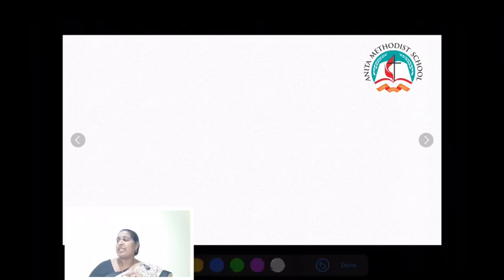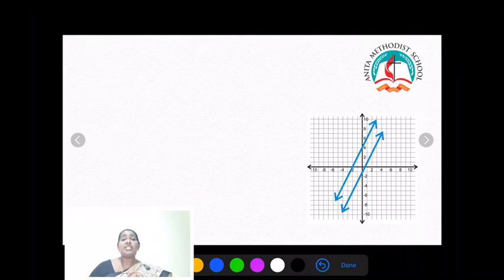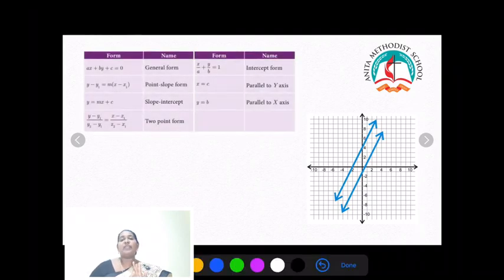So here the equation is given. We have to find out the slope and the intercept. What is the general form of the equation? The general form is ax plus by plus c is equal to 0. That we learned last class. I am going to only recall this for you. That is the general form.